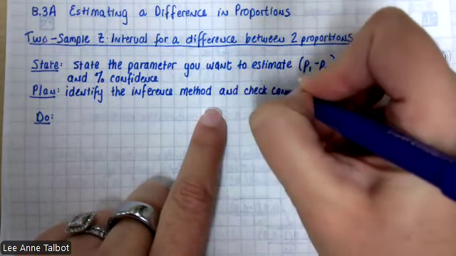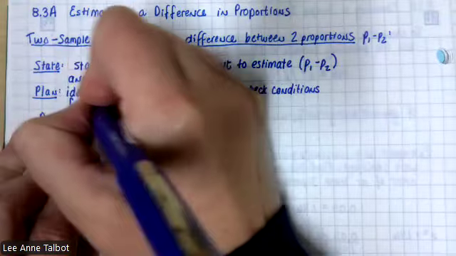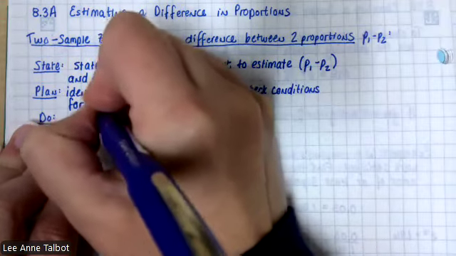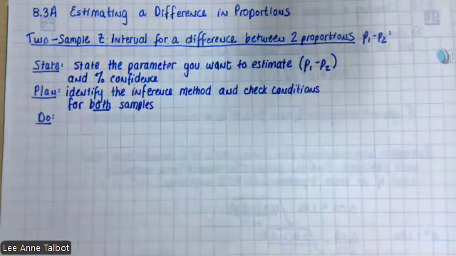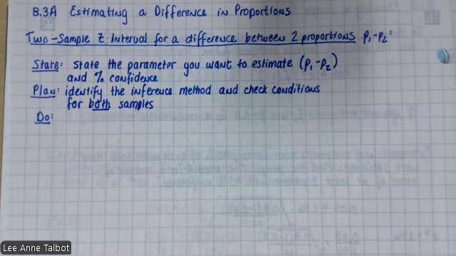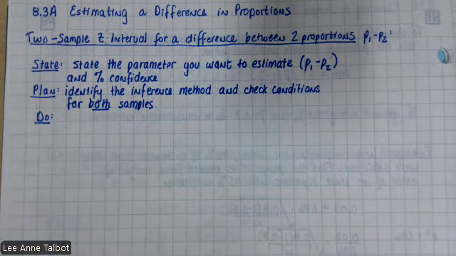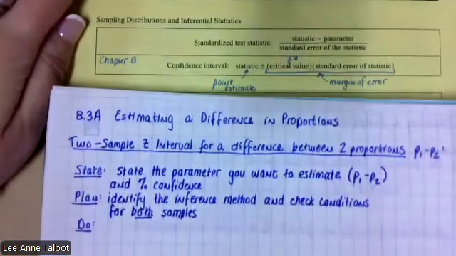check conditions for both samples. Okay, that's the annoying part right there. The rest of it's not too bad. So I want you guys to, again, lean heavily on the yellow sheet. For the do, hopefully you guys know that it's calculations.